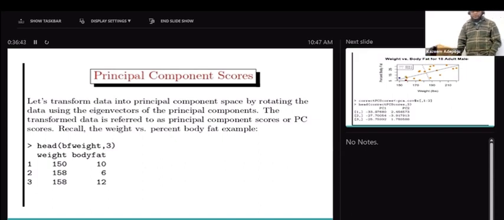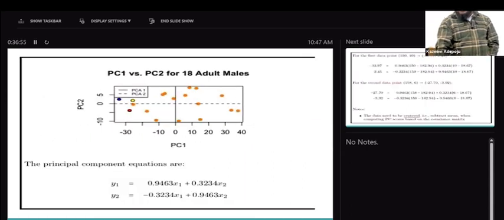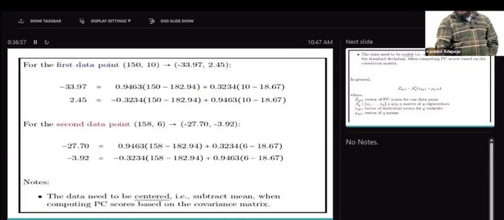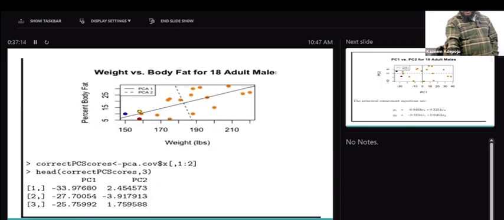So I said let's transform the data into principal components by rotating the data. I think I'm still explaining what I've done before. Now, in the data that I was using before, the two-variable data, we choose two principal components.